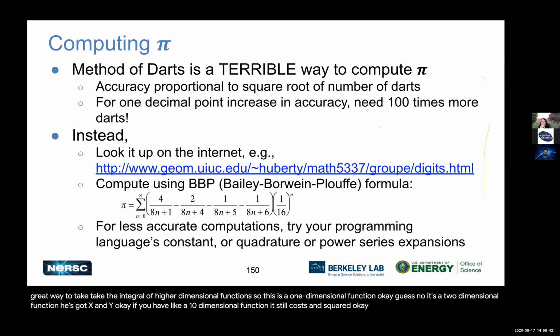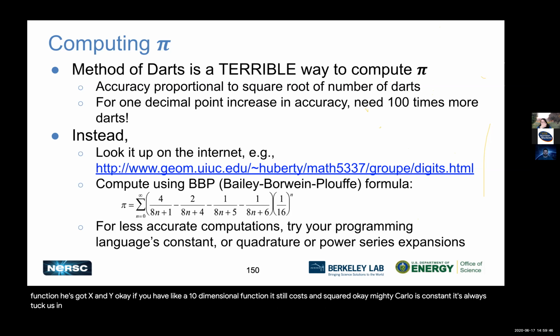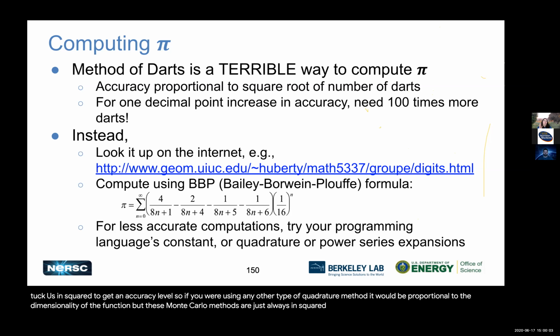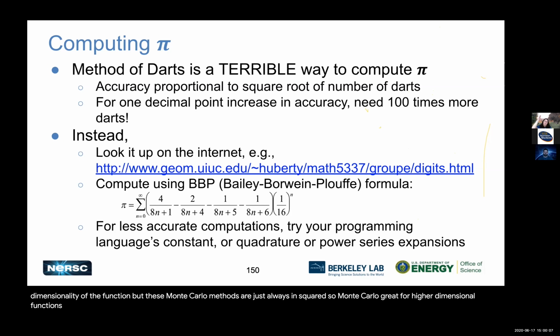Monte Carlo is constant. It always costs n squared to get an accuracy level. If you were using any other type of quadrature method, it would be proportional to the dimensionality of the function. But these Monte Carlo methods are just always n squared. So Monte Carlo is great for higher dimensional functions, terrible for computing pi. So don't do it that way in real life.